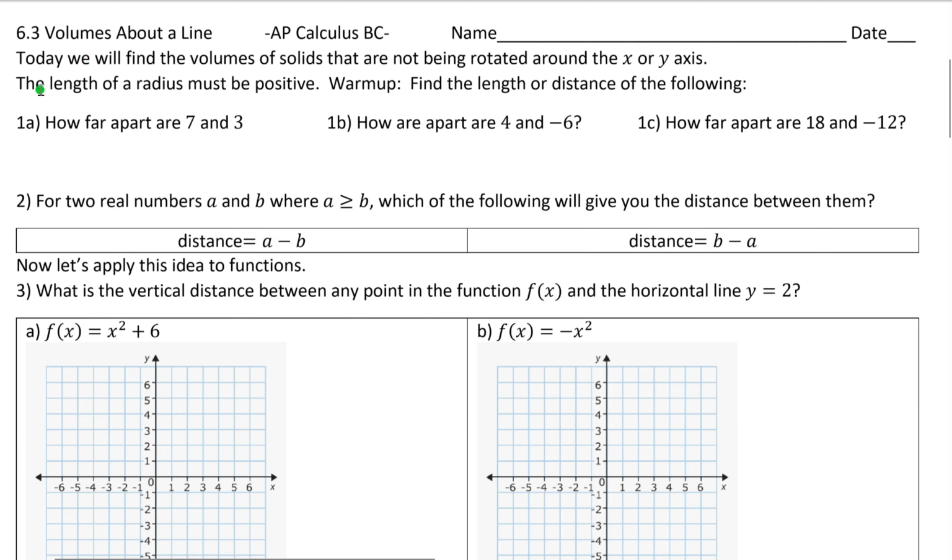But there's a prerequisite that we have to think about, and I know this is super basic. Bear with me for just a minute. We're going to talk about it. The length of a radius must be positive. That's where we're going with this.